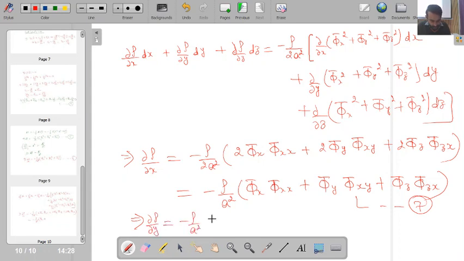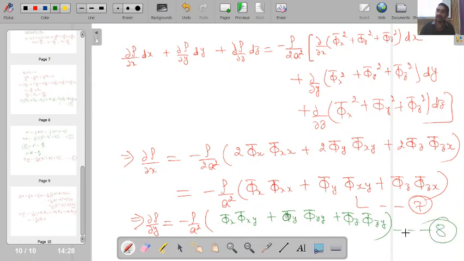Minus rho by a square into, I have to take del by del y of this. So it will be 2 times of phi bar x into phi bar xy, sorry, 2 I am cancelling with outside, plus phi bar y into phi bar yy plus phi bar z into phi bar zy. This is equation number 8.